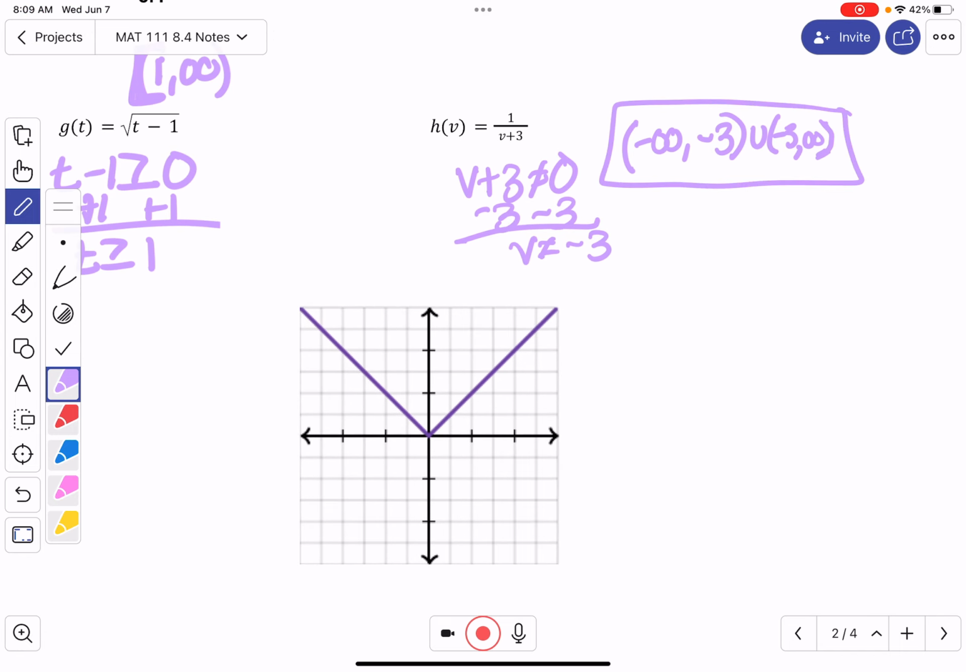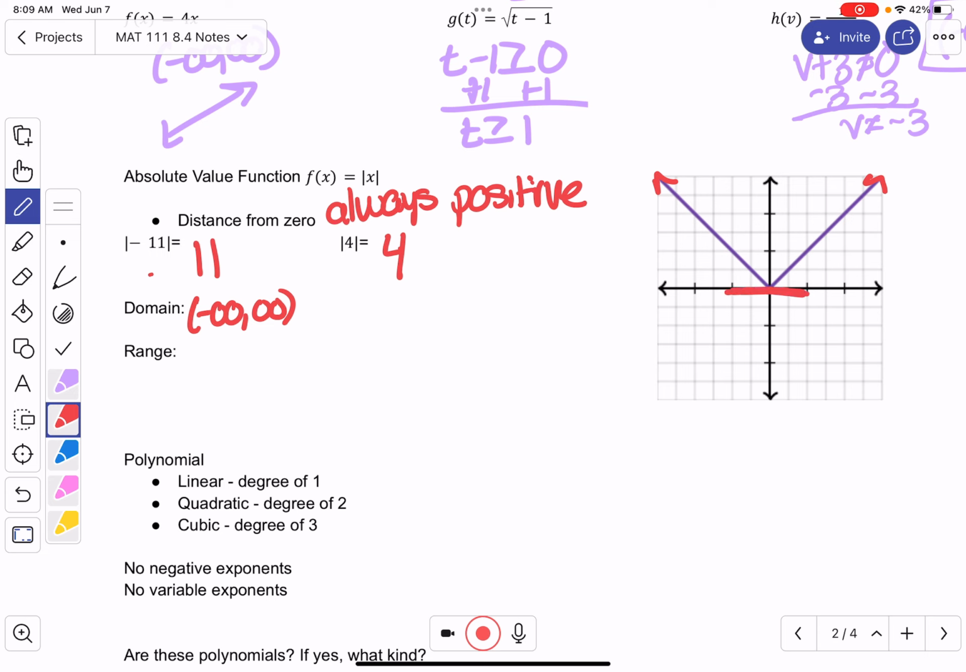Let's look at one graph. We have absolute value. Absolute value is the distance from 0, so it's always positive. No matter what's inside, the outcome is positive. So the absolute value of negative 11 is 11, absolute value of 4 is 4. The graph is over here, it's the v. So our domain is negative infinity to infinity, because it goes in both directions forever. And then our range, this is the smallest it ever gets, because it has to be positive. So our range is from 0 to infinity.